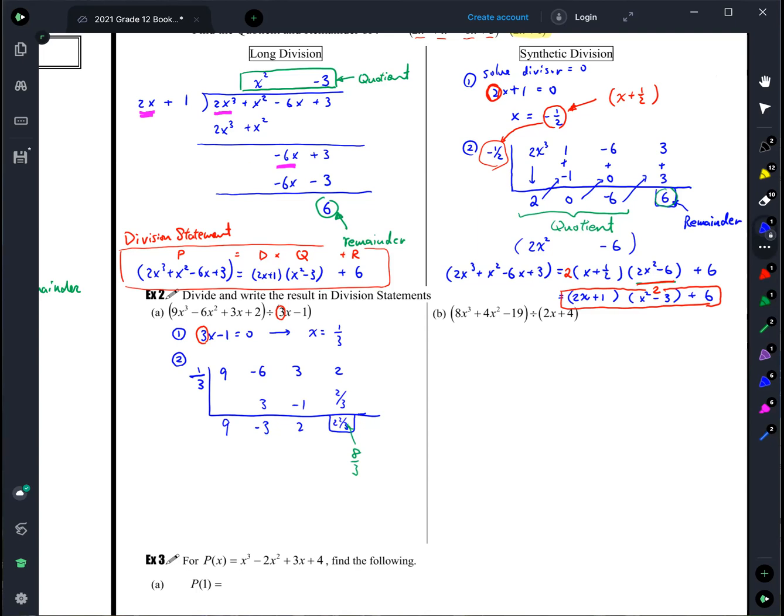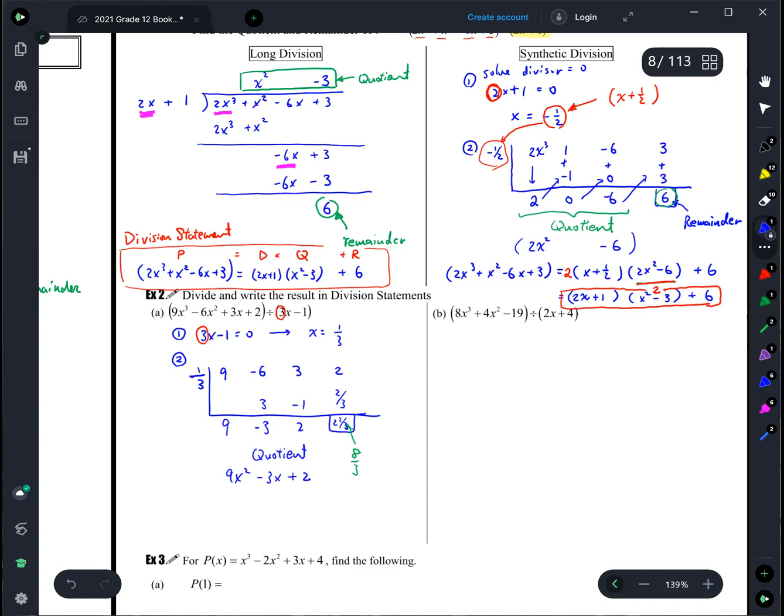Okay, what should be the quotient then? Eric? It should be 9x squared minus 3x plus 2, right? Minus 3x and then plus 2. Anything else we need to do? Remainder 6. The remainder is not 6. Remainder we found is 8. I mean, 8/3. Sorry, I was looking at the top one.